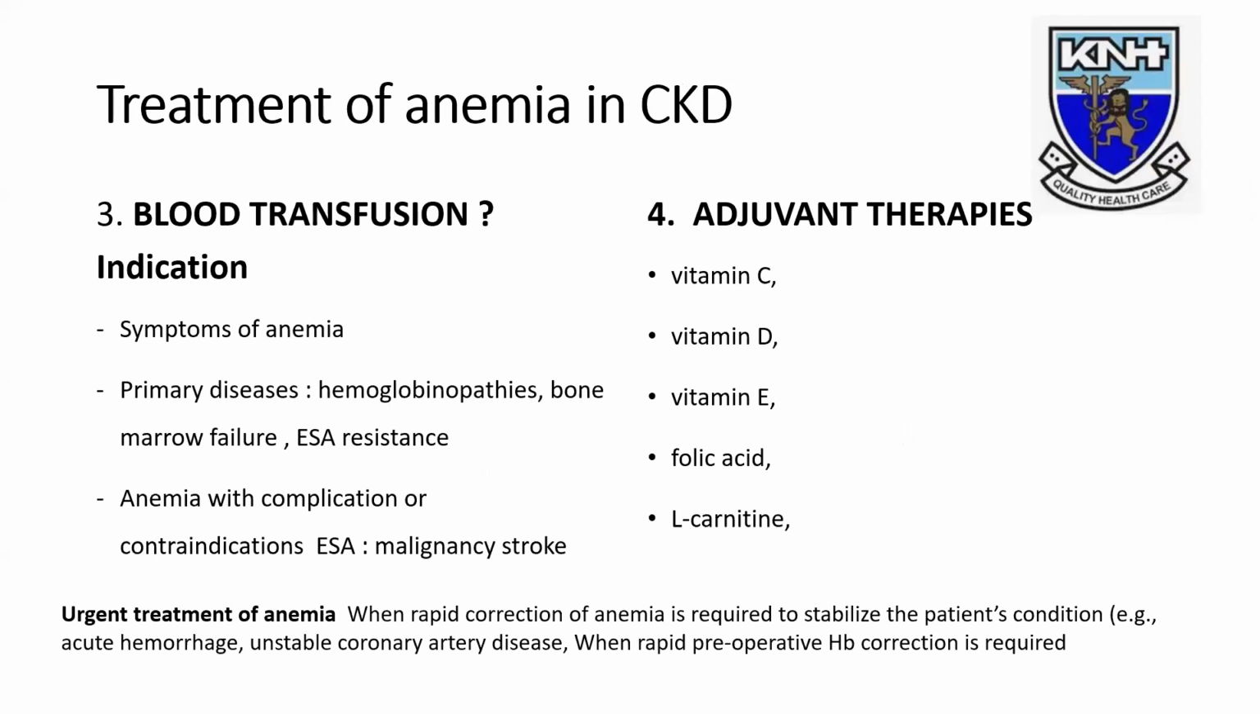Some children may also require blood transfusions, especially when they have symptomatic anemia, or a disease like hemoglobinopathy, for example sickle cell disease associated with chronic kidney disease, and they have low hemoglobin levels. If the child has bone marrow failure, when you do a reticulocyte count or bone marrow and they have a reactive bone marrow, or if the child has resistance to an erythropoietin stimulating agent, you need to give blood. Also if there is anemia with complications, or where there is a contraindication to erythropoietin stimulating agents, especially in malignancy or where the patient has a recent stroke.